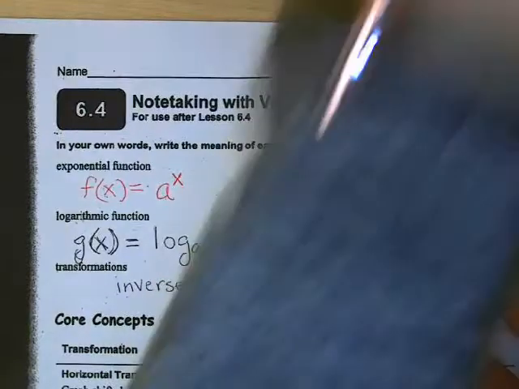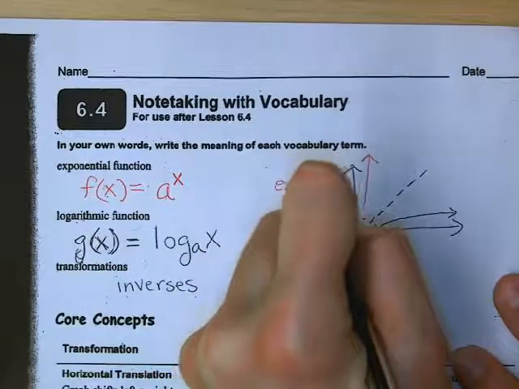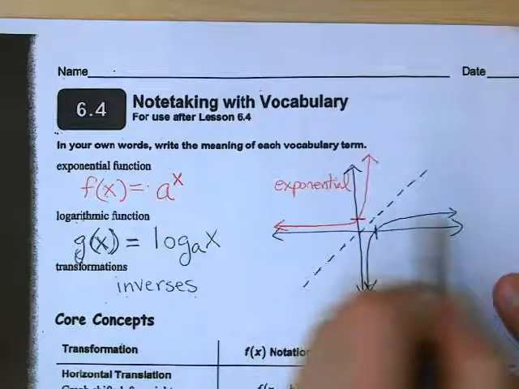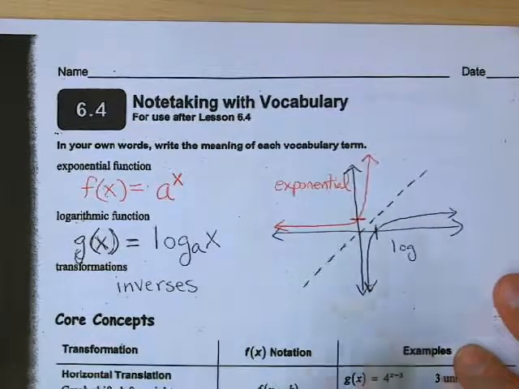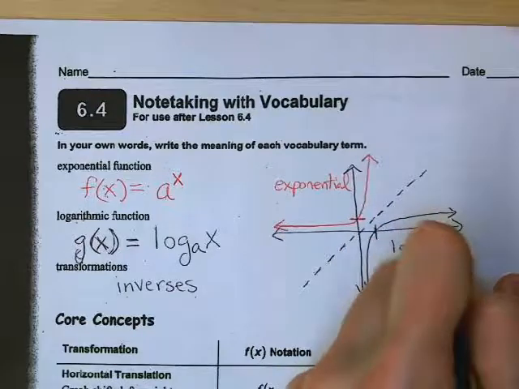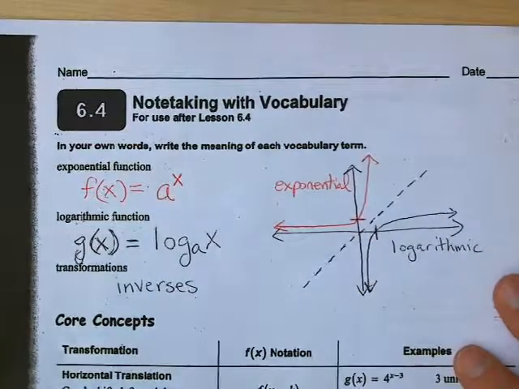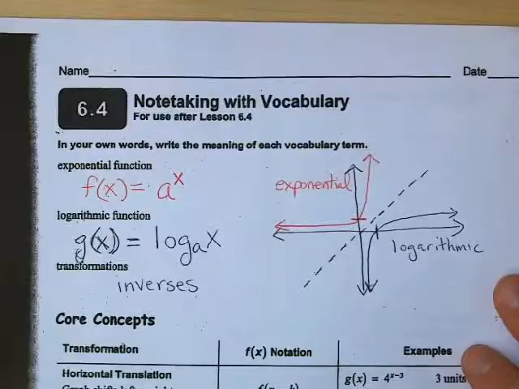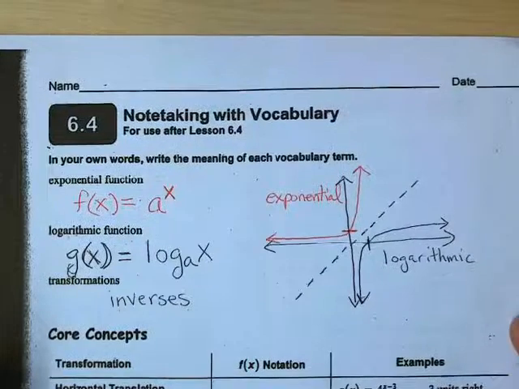So this one in red, that's your exponential function. And the one here in black, that's the log function, logarithmic. A lot of times I just say log, because logarithmic is such a long word. Log and exponential functions.